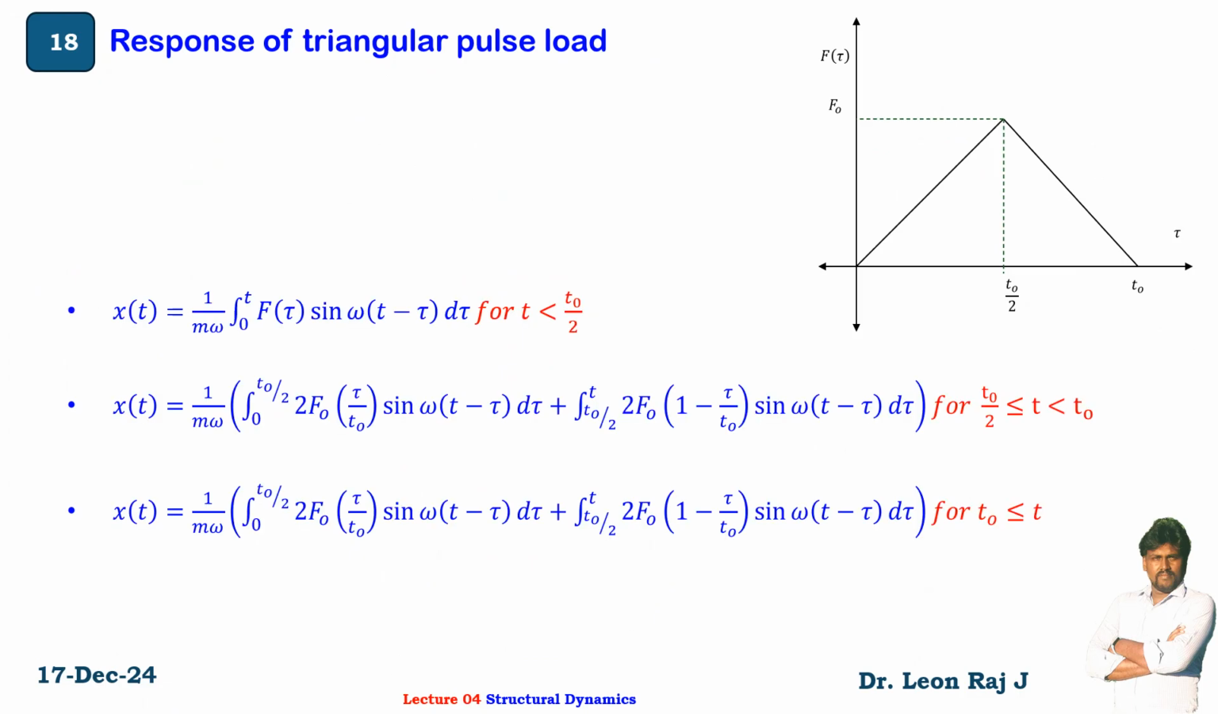So you got the response, so this is your response for time period t to t0 by 2. So t less than t0 by 2, and if your line is here, t0 by 2 to t less than t0, and if it is here, t0 is greater than or equal to t. So for these three responses, you got the limits from 0 to t, and second one limits 0 to t0 by 2, and t0 by 2 to t, and our limits are from 0 to t0 by 2 and t0 by 2 to t0 actually. So this is how your response here.